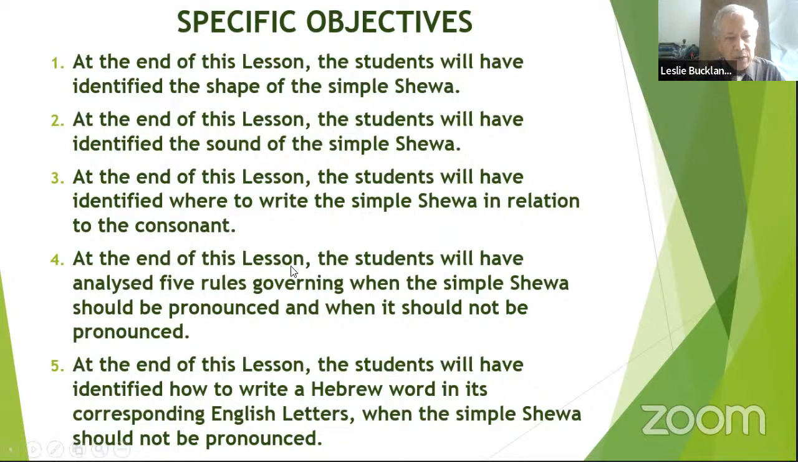Number 4, at the end of this lesson, the students will have analyzed 5 rules governing when the simple schwa should be pronounced and when it should not be pronounced. 5, at the end of this lesson, the students will have identified how to write a Hebrew word in its corresponding English letters when the simple schwa should not be pronounced.